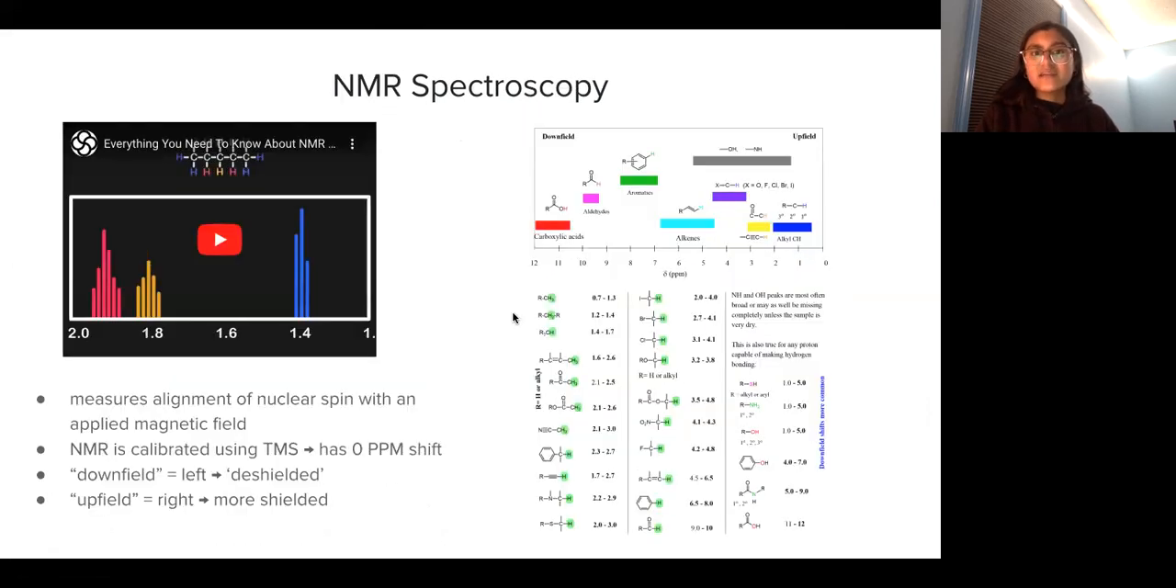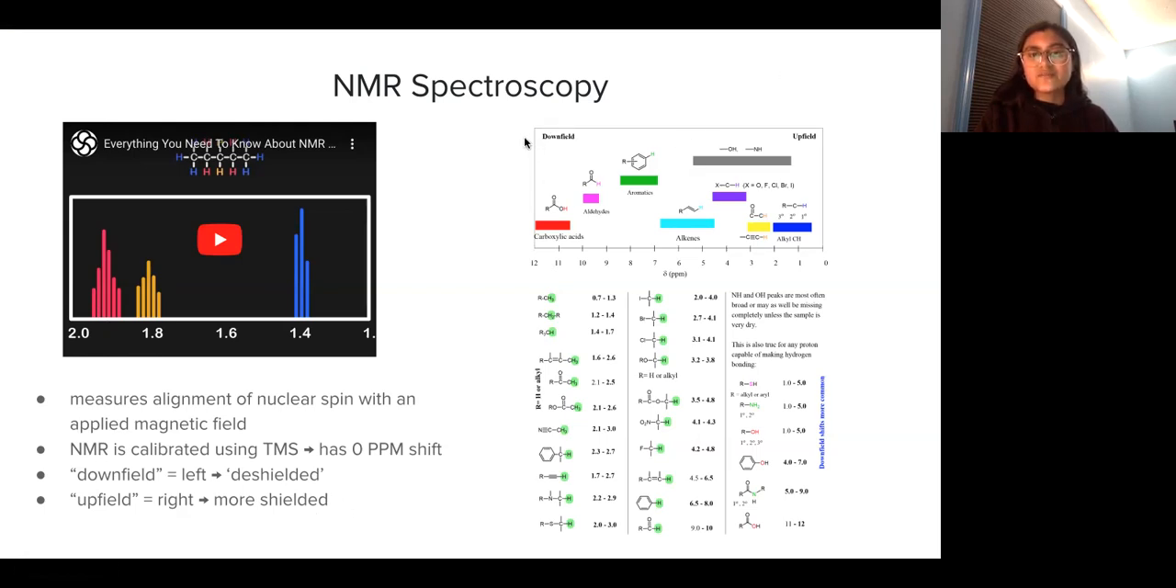And then for NMR spectroscopy, this measures the alignment of nuclear spin with an applied magnetic field. It's calibrated using something called TMS, which has a 0 ppm shift. So you would see it somewhere over here. Oh, so this is what your NMR spectroscopy would look like.